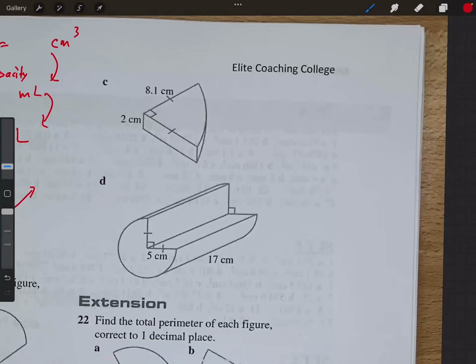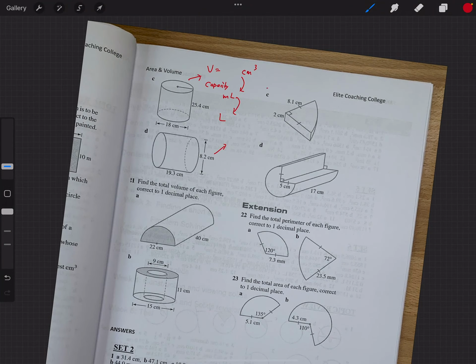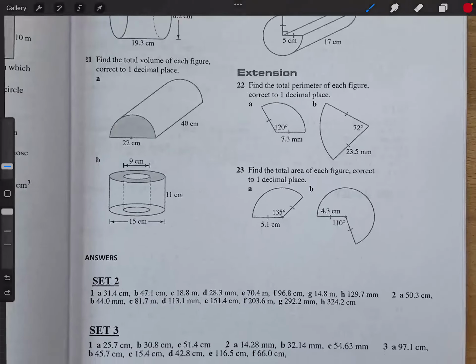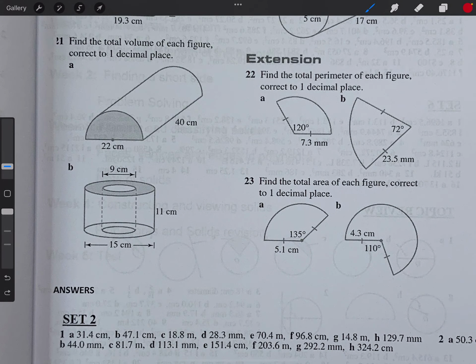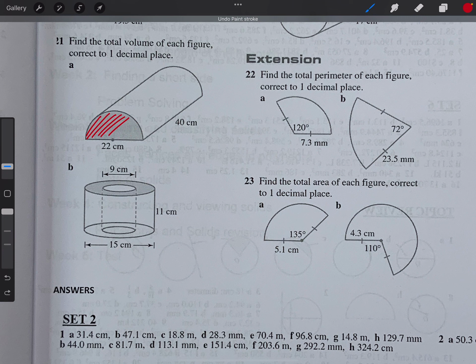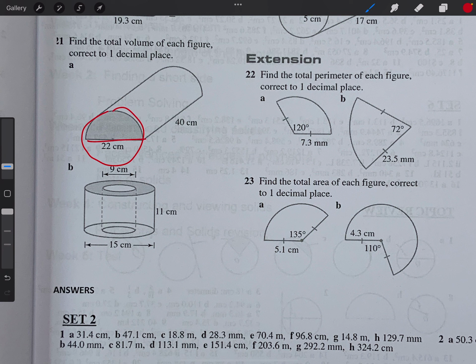Now question C, oh actually, no, this is a different question. Question 21, find the total volume of each figure correct to 1 decimal place. To find the volume of this shape, we're going to find the area of this semicircle and then multiply it by 40. Or we can find the volume of the entire cylinder and then divide it by 2. You can do both ways. I'm going to find the area of this semicircle, which is a cross-section area.